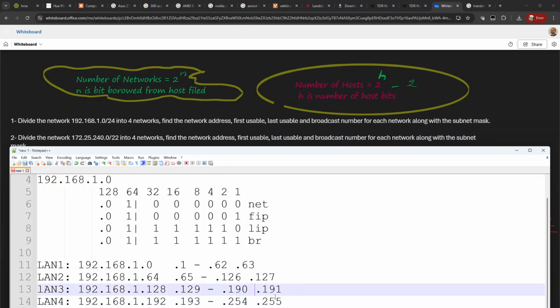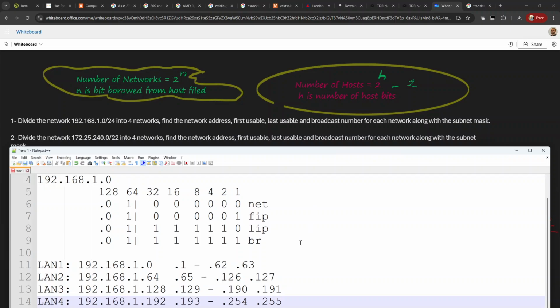We get 4 networks, as you can see, LAN 1 to LAN 4, with the first usable host, the last usable host, and broadcast on each LAN or each network. And then that's the IP design for the first example. So let's move to the second example.